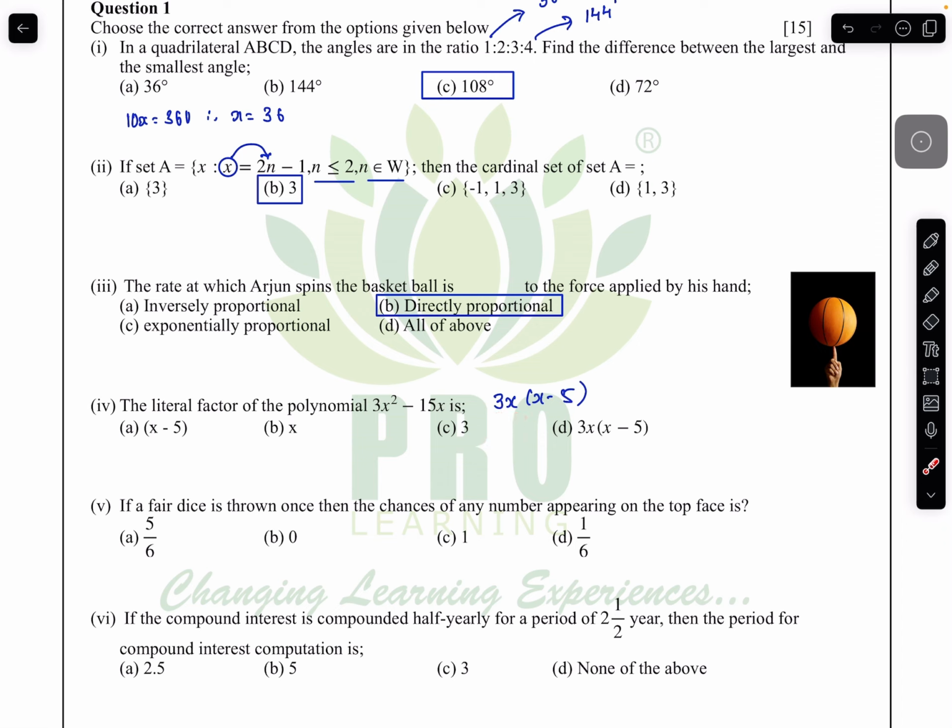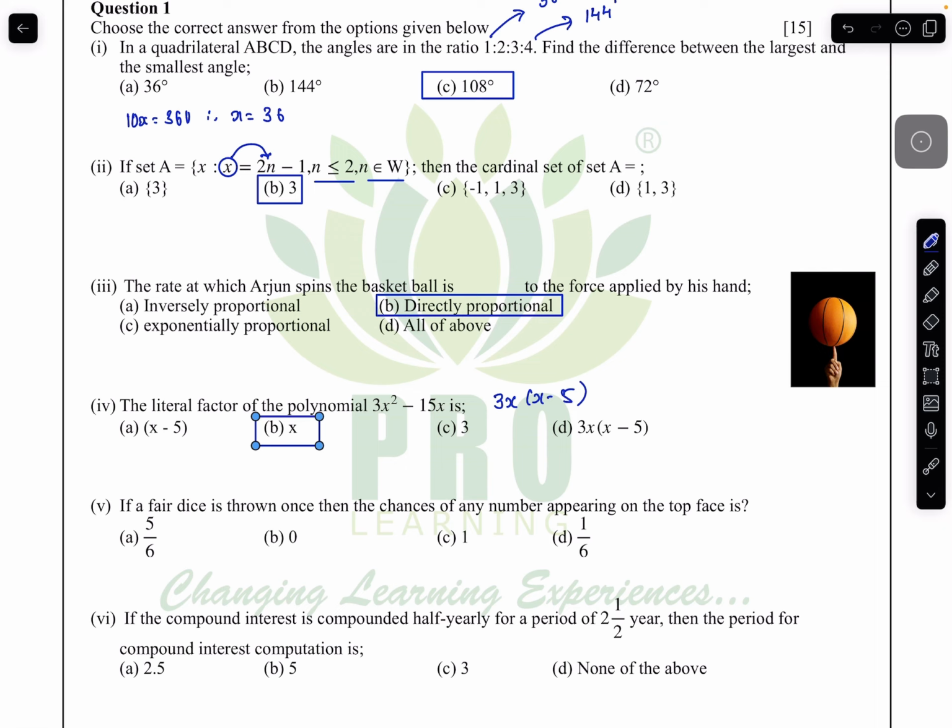So in this case, we can safely consider x as a literal factor, which means a letter or a variable, and 3 is the numeral factor. 3 is a numeral factor. So here we know our answer is x. x is the literal factor.